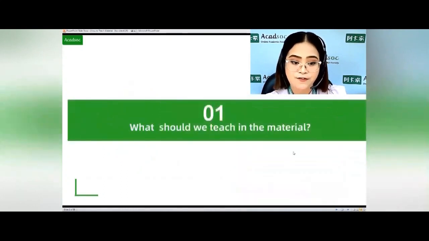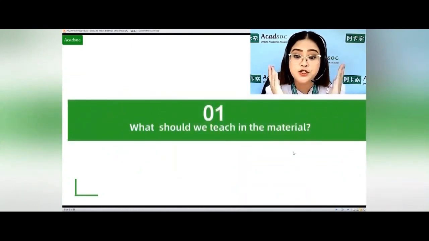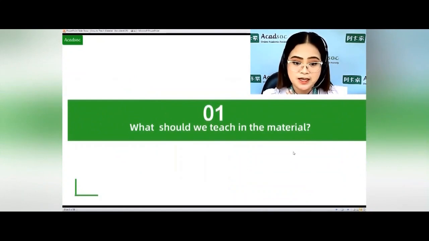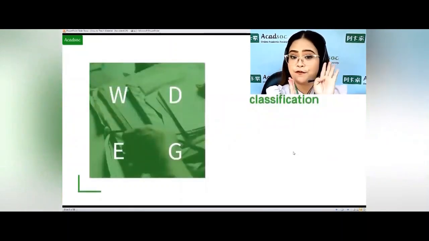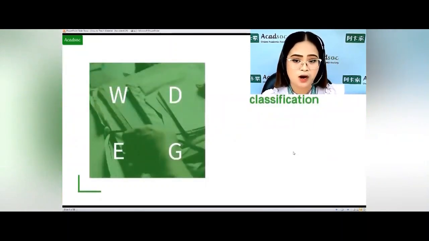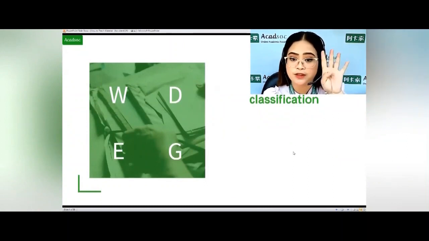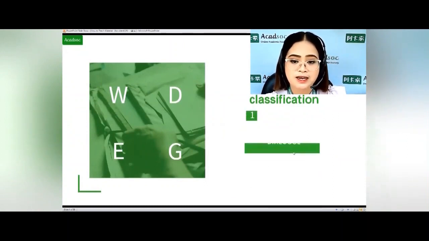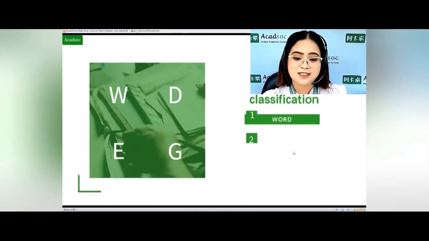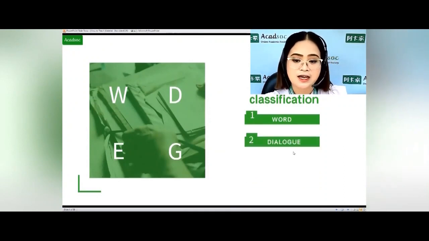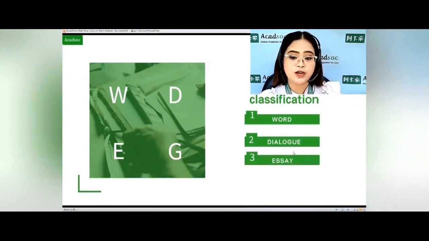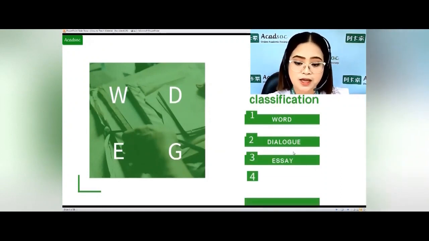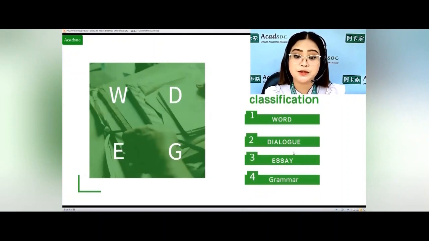So we have here the first question: what should we teach in the material? As I have said, it's very important so that we can prepare for it. Now we've got here the four things that we need to prepare for. So we have already divided it into four classifications. The first one is the word. The second one is the dialogue. And the third is the essay. The last one is the grammar. So guys, we'll talk about them one by one.